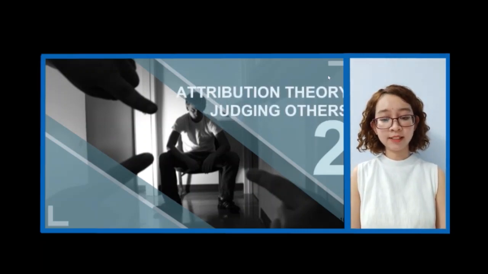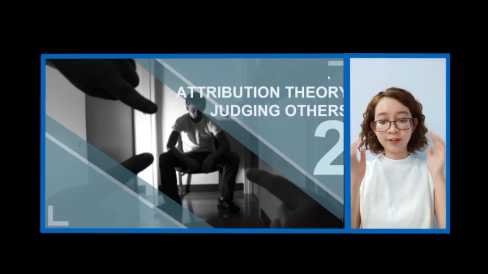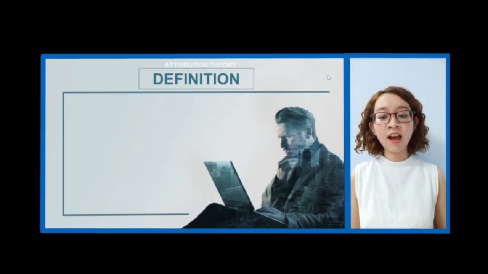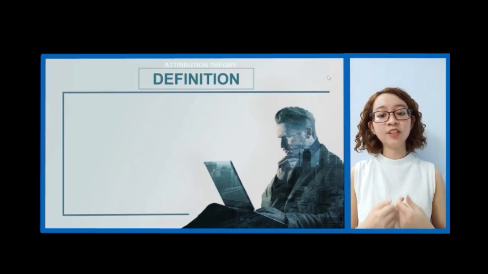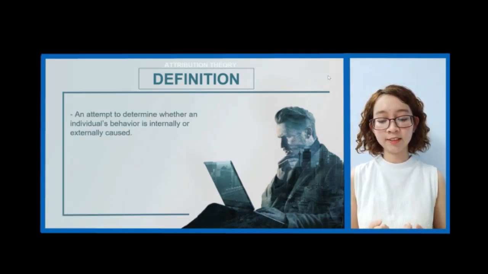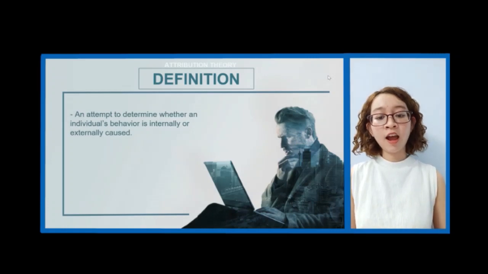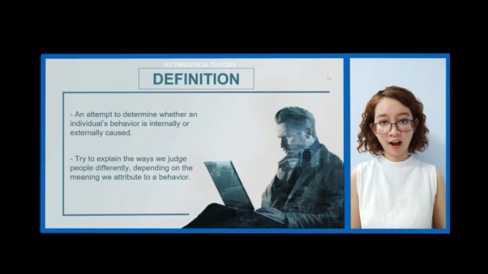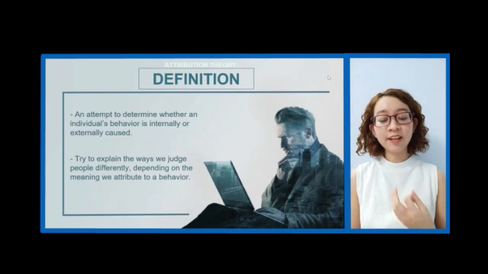When we think about perception, often we think about attribution theory. So we see some external characteristics, the way they look, the way they dress, the way they behave, and we make judgments about them based on that very limited amount of information. Research shows that attribution theory is an attempt to determine whether an individual's behavior is internally or externally caused. Attribution theory tries to explain the way we judge people differently depending on the meaning we attribute to a behavior.